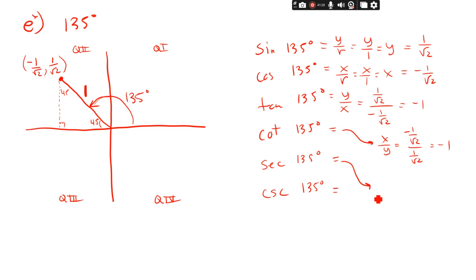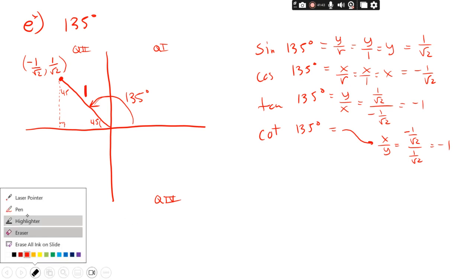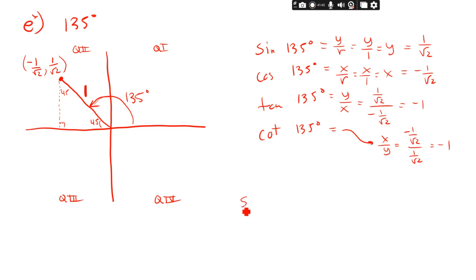Oh, how fun. Okay, this one. Let me write it down below here. Let's see if I can erase. Ah, gotcha, PowerPoint. Okay, I'm going to write this one here. So secant of 135 degrees. By definition, it's R over, anybody? X, perfect. This is 1. So it's 1 over negative 1 over root 2.